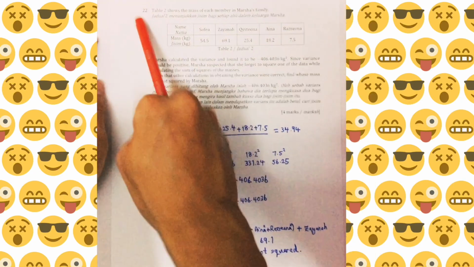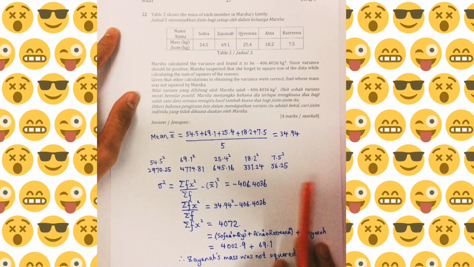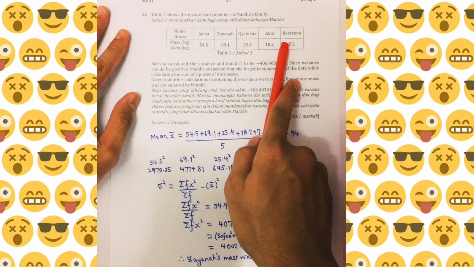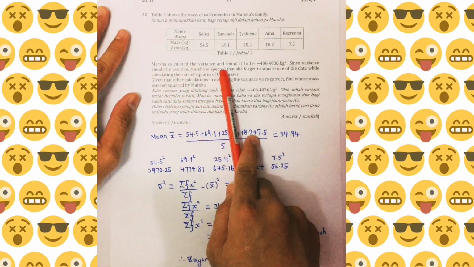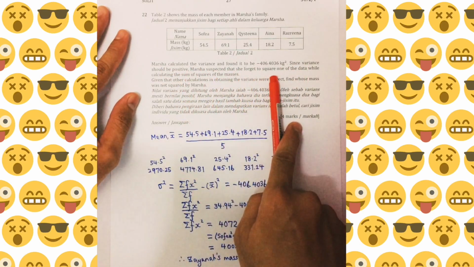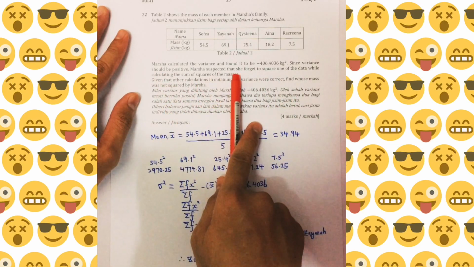Okay, question number 22 is a bit difficult. This is under statistics. You are given 5 messes: Sofia, Zayana, Kristina, Aina, and Razrina. So Masha calculated the variance and found it to be negative. Since variance should be positive, Masha suspected that she forgot to square one of the data while calculating the sum of the squares of the messes.